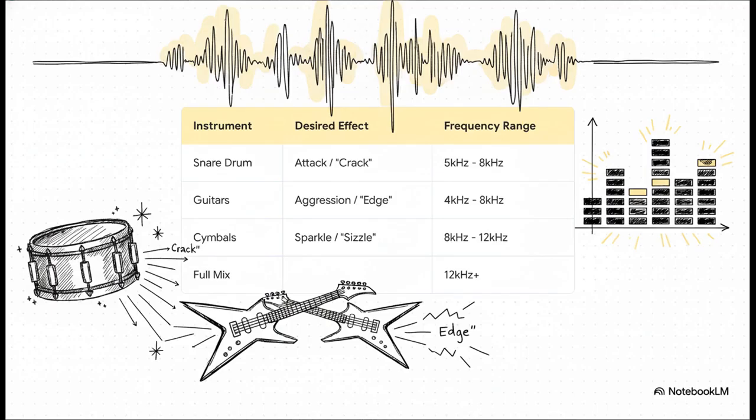And here's where we can translate those ideas into actual numbers you can use. You want that crack on the snare? You're probably going to find it somewhere between 5 and 8K. Need more aggressive edge on those guitars? Check out the zone between 4 and 8K. This is basically your cheat sheet for adding that impact.